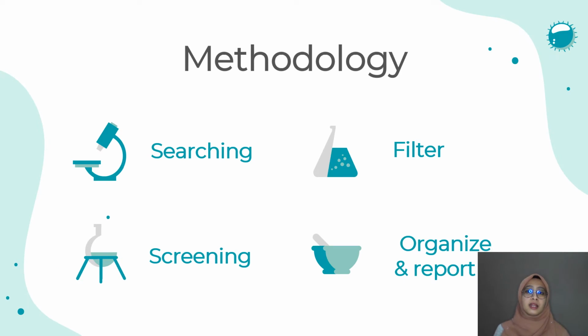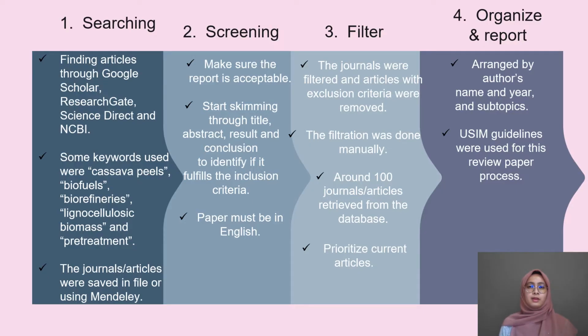There are 4 steps that I followed in preparing this review, which are searching, screening, filter, organize, and report. In the searching process, I found the articles through Google Scholar, ResearchGate, ScienceDirect, and NCBI. Some keywords used were cassava peels, biofuels, biorefineries, lignocellulosic materials, and pretreatment. Then, the journal articles were saved in local files on desktop or using Mendeley.